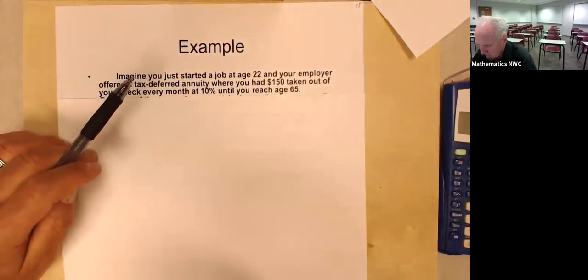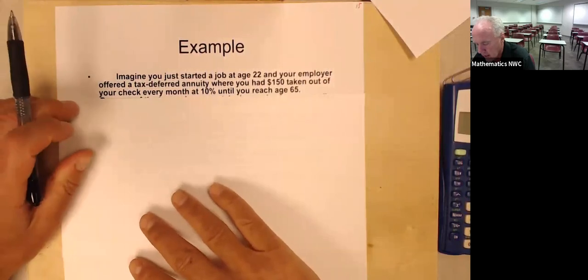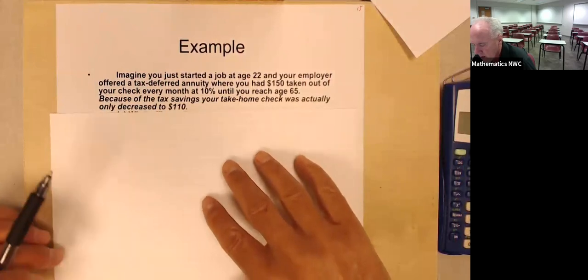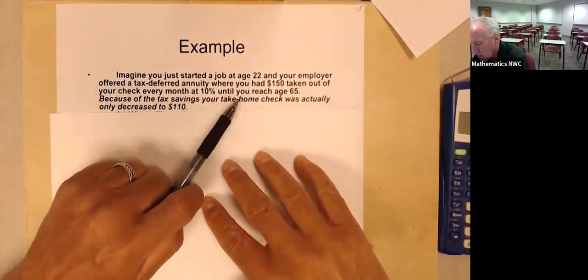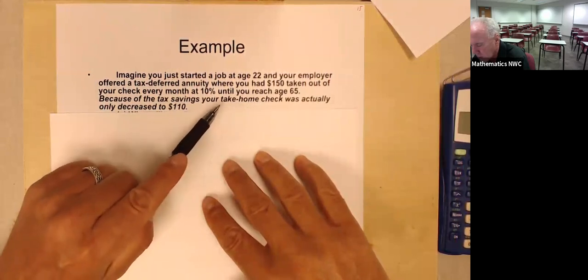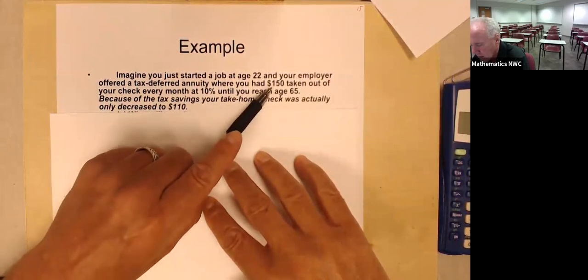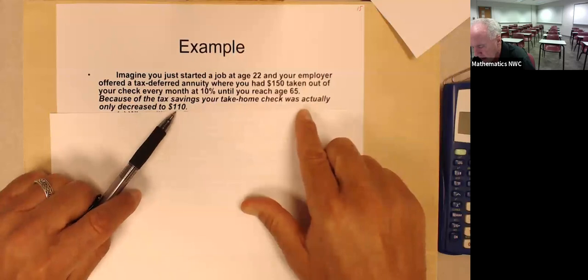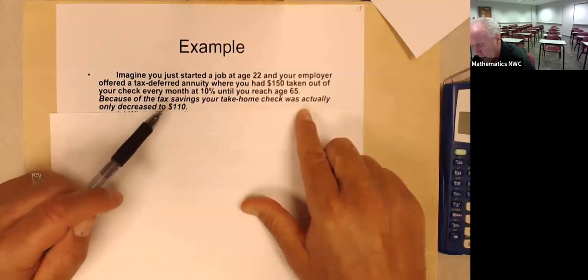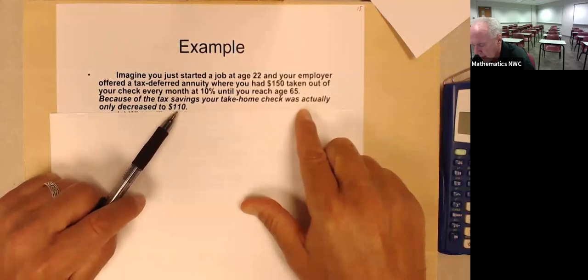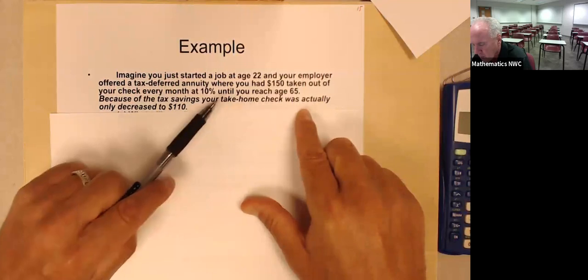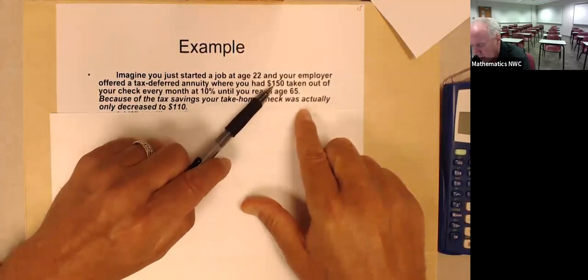All right. Here's an important understanding, first concept. What does tax deferred benefit you? Watch what happens. Because of your tax savings, your take-home check is not actually reduced $150. Your take-home check was actually only decreased by $110. Why is that? Well, had you kept the $150, the taxes that would have come out of that would have been $40. So you would have only taken home $110 out of the $150.